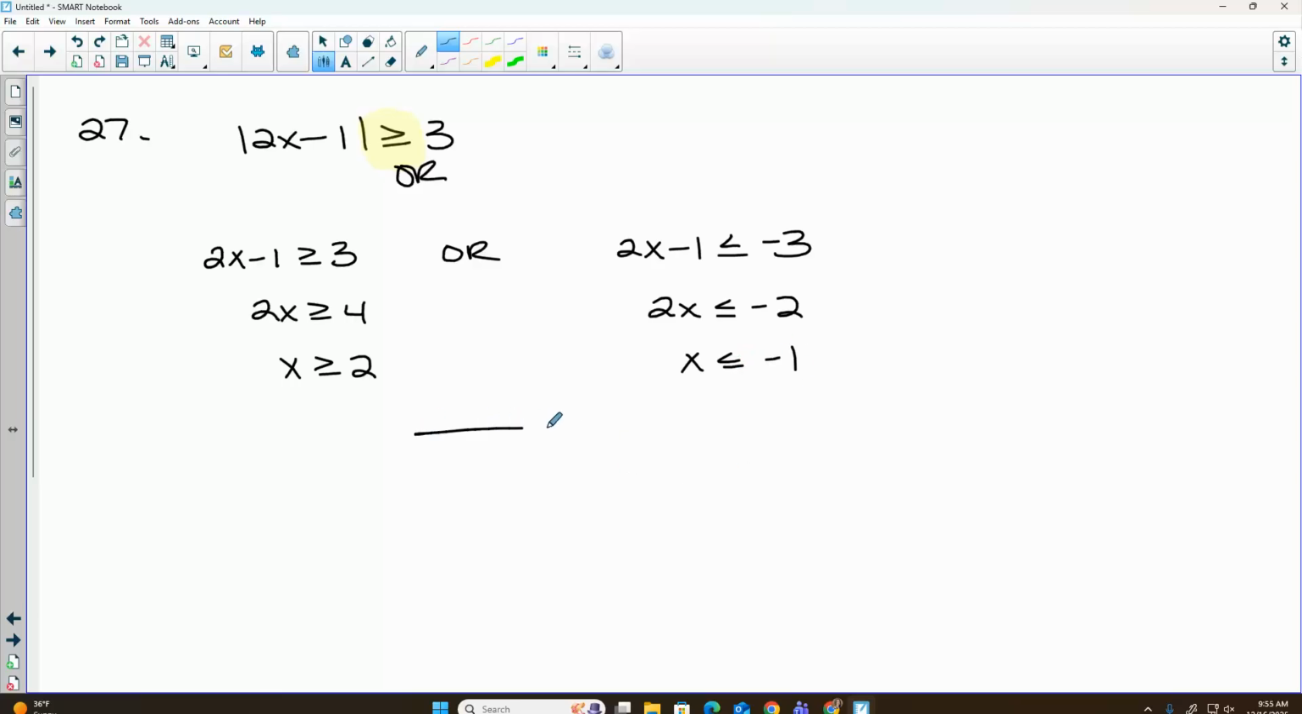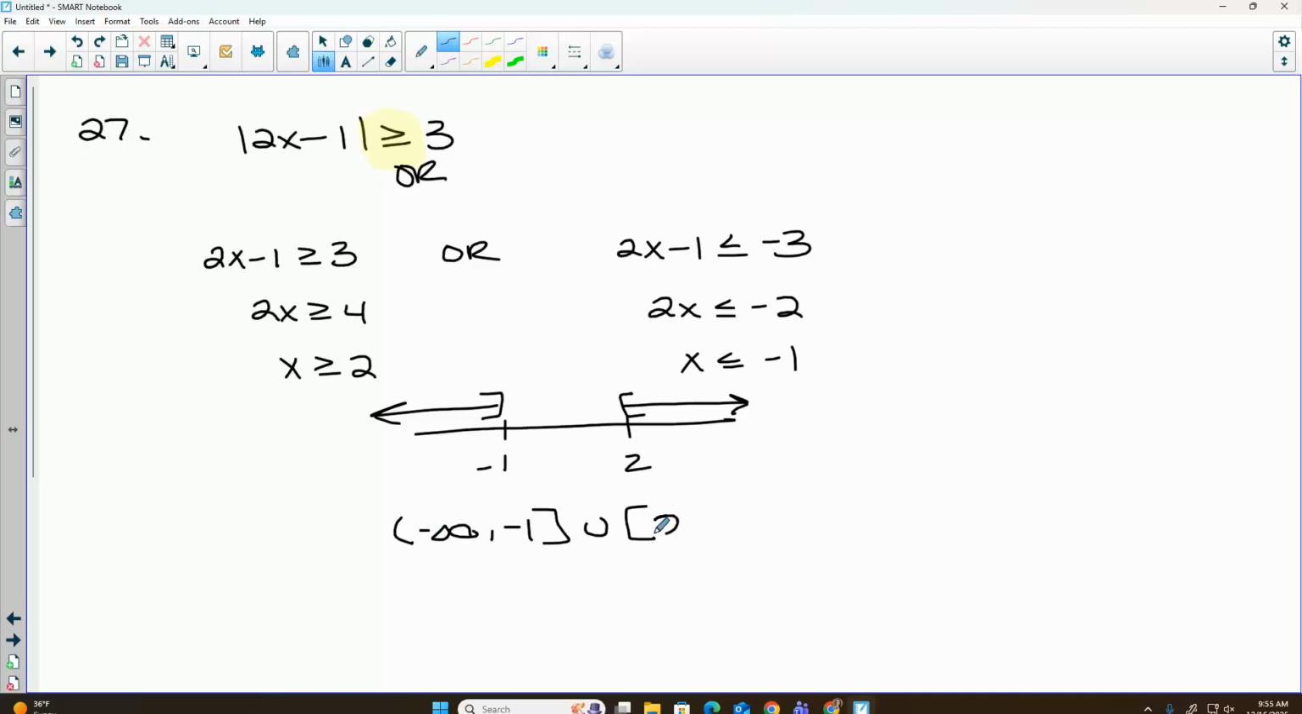Again, I expect an interval, but you can draw a picture to help you. Greater than or equal to 2. Equal to means bracket, and we want everything larger. Less than or equal to negative 1, so that would be a bracket at negative 1 going to the left. So this is negative infinity to negative 1 with a bracket, union, bracket 2 to infinity.